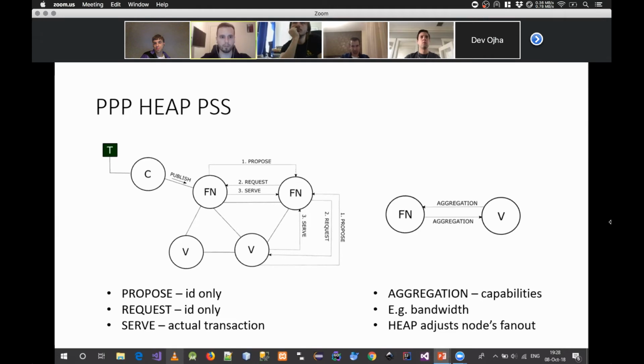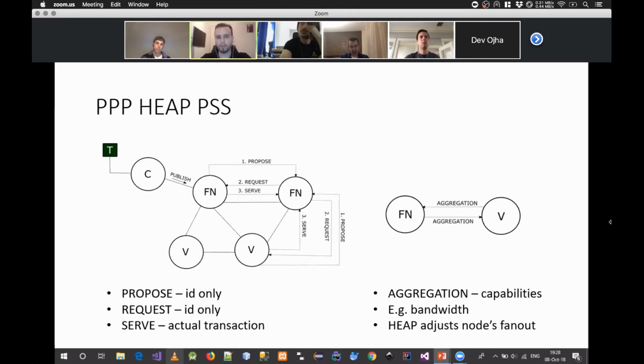The push-pull-push gossiping algorithm is a three-way handshake protocol, which consists of three different messages: propose message, request message, and serve message. An additional message exchanged between a client node and a server node is a so-called published message. The key idea behind the push-pull-push gossiping algorithm is to disseminate information about transaction identifiers and not to disseminate the entire transaction.